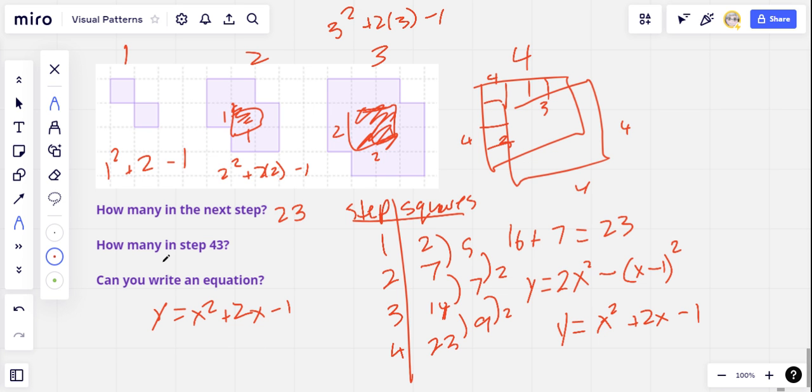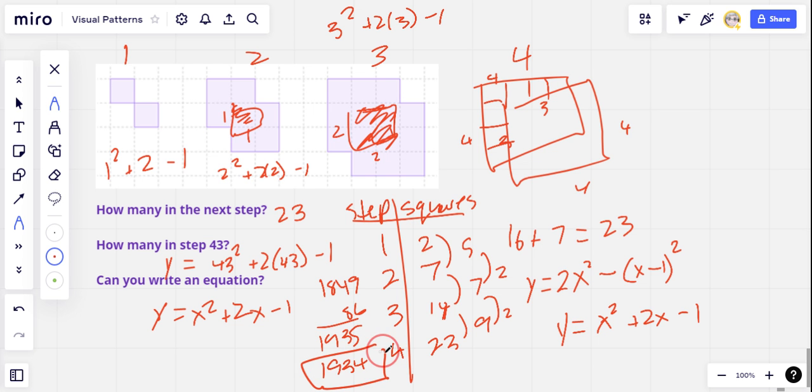And then to figure out step 43, we just have to plug 43 into that equation. So y equals 43 squared plus 2 times 43 minus 1. So 43 squared is 1849, and then we're going to add 86 to that, which gives you 1935, and we're going to subtract 1. So 1934 is what I'm getting.